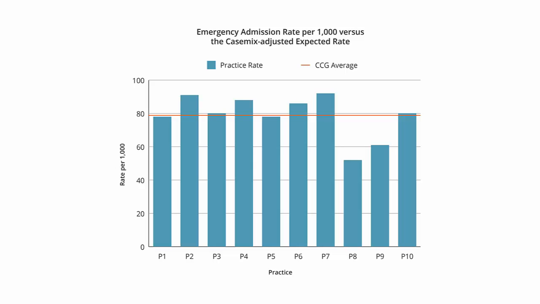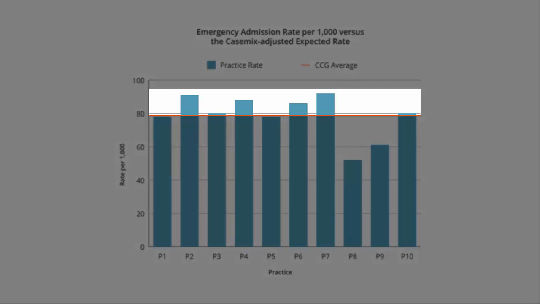This graph shows the emergency admission rate for each GP practice, and the orange line shows the CCG average. Because the population sizes are going to differ for each practice, the report shows the number of admissions per 1,000 patients. If we only compare practice rates with the CCG average, it appears that practices 2, 3, 4, 6, 7 and 10 are performing worse than the others.